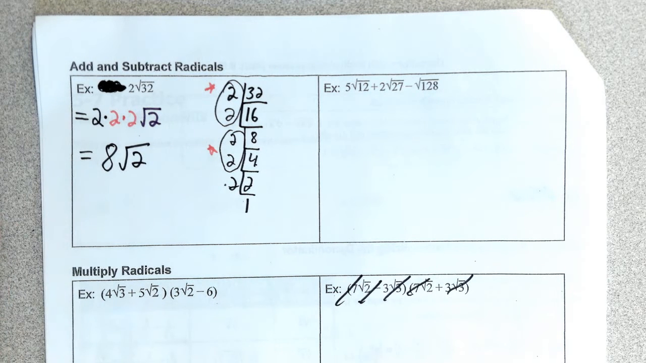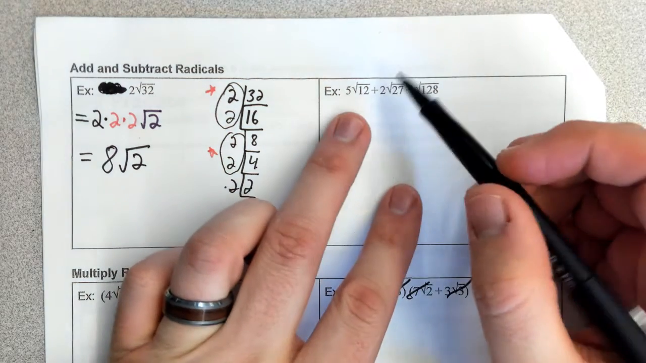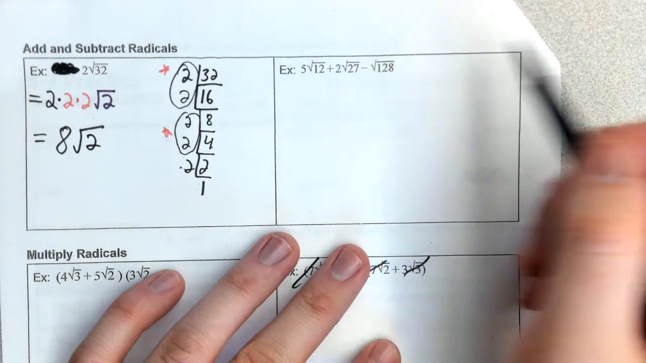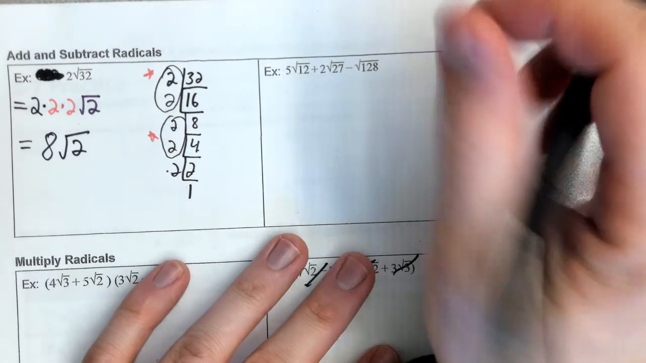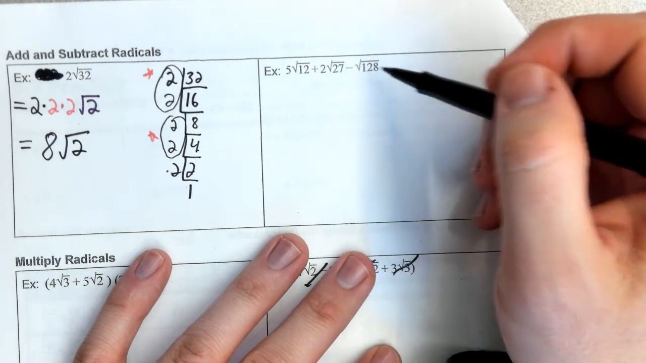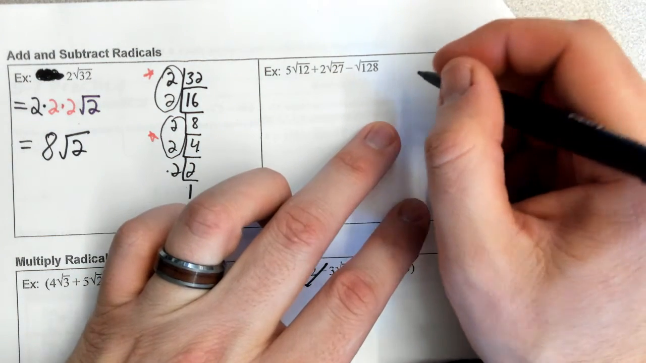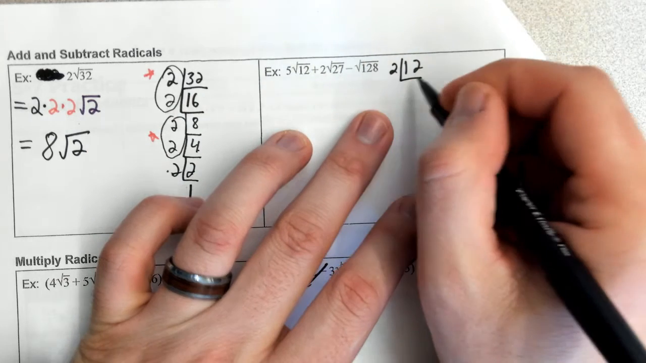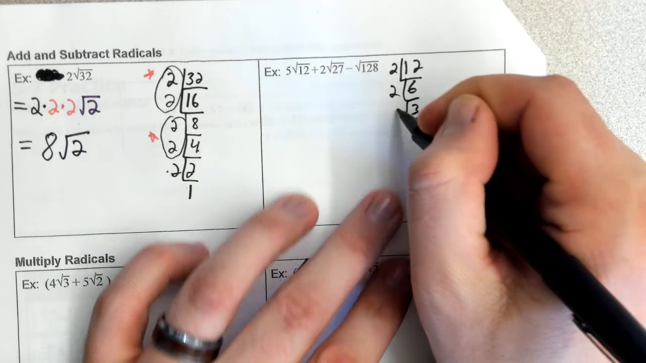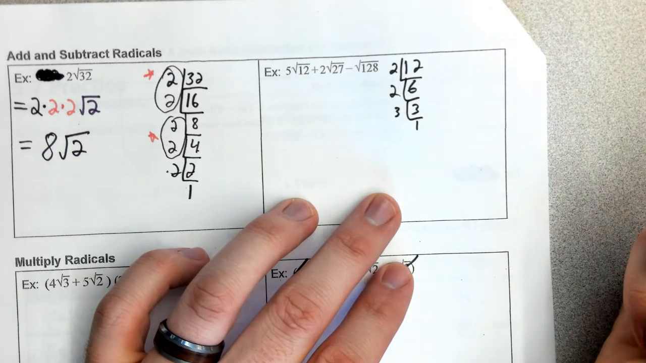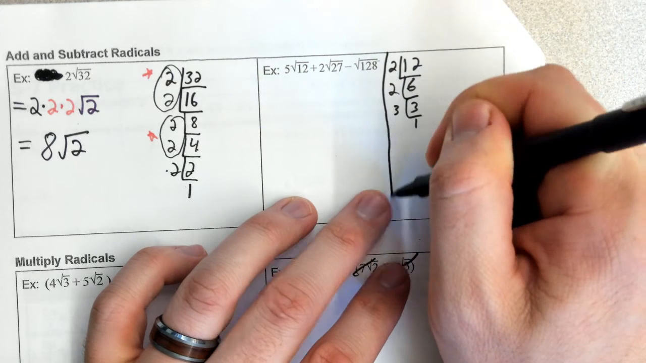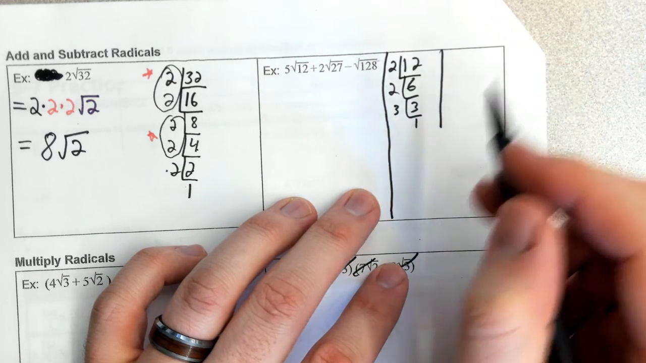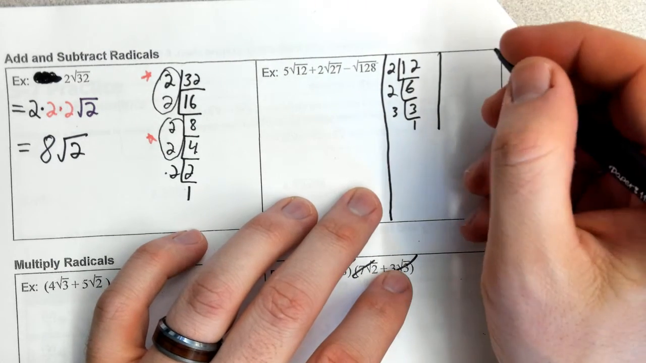The new concept here is going to be exemplified by this next example, which is 5 root 12 plus 2 root 27 minus root 128. We're going to go ahead and simplify that. So to simplify this, we need to break down each root. So we'll take 12 first, put that in the radical reduction machine, and we can take a 2 out, we'll get 6, take a 2 out again, we'll get 3, take a 3 out, 3 divided by 3 is 1, you're done. So let's reduce everything, and then we'll come back and see where we're at as far as simplifying the entire expression goes.